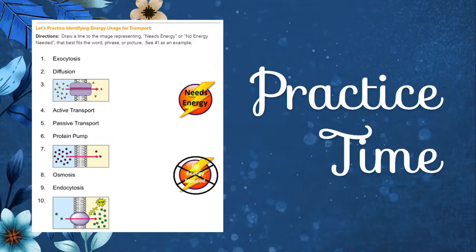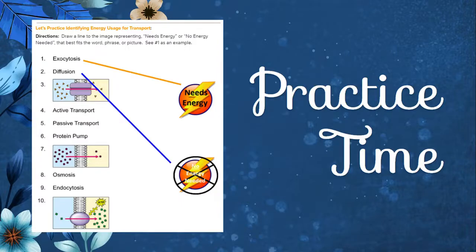Now, this is the very last practice. It's actually the easiest practice, in my opinion. All you're doing is matching and understanding whether any of these need energy or not. So I'll help you do the first couple. Exocytosis is a type of active transport, taking things exiting the cell. So it's going to need energy. Diffusion is a type of passive transport. It's not going to need energy.